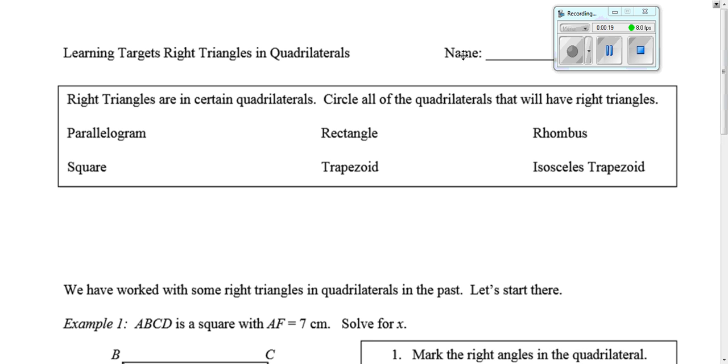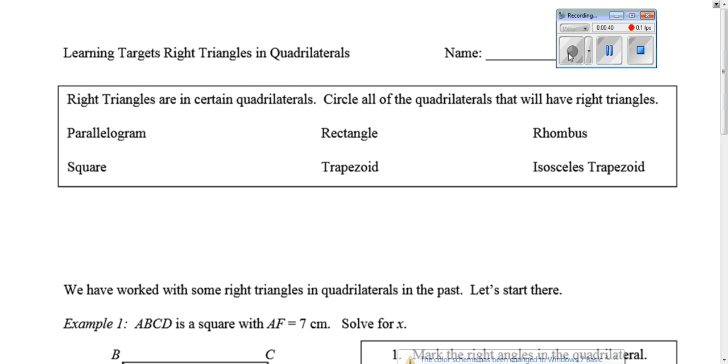The directions say circle all of the quadrilaterals that will have right triangles. So take a second, think about it. Which quadrilaterals have right triangles in them? And we're back. Okay, so rectangles do. Okay, why?